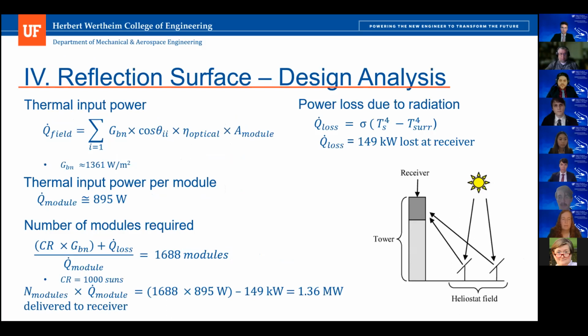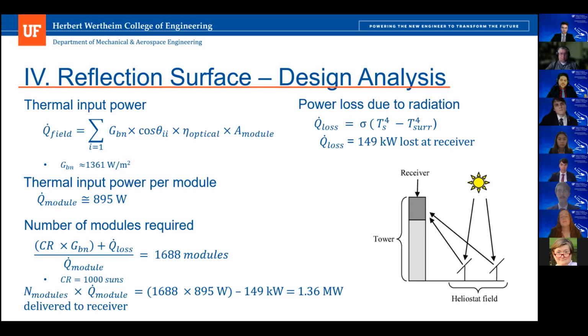So the number of modules in a field to meet the demands of 1 megawatt power delivery to the receiver for at least an hour a day was found by first calculating the output power of a single module using an average solar irradiance of 1,361 watts per meter squared at an incidence angle of 45 degrees and optical efficiency of 0.93. A module area of 1 meter squared gives us a value of 895 watts as the output power for one module.